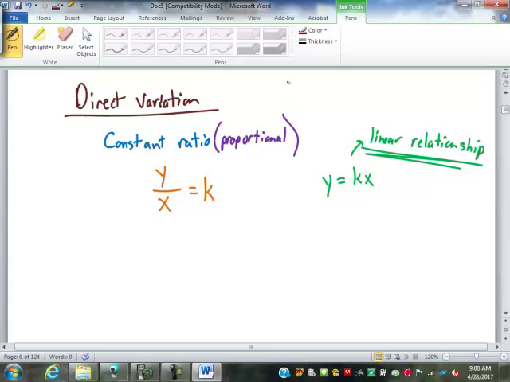So if we are told that y varies directly with x, what that is telling us is y equals a constant times x. Y equals kx. Our equation takes that form.